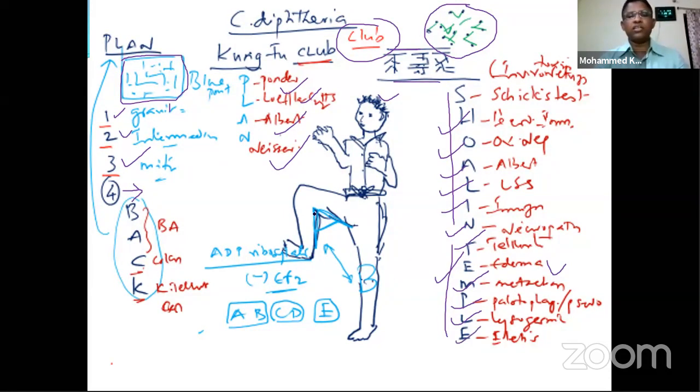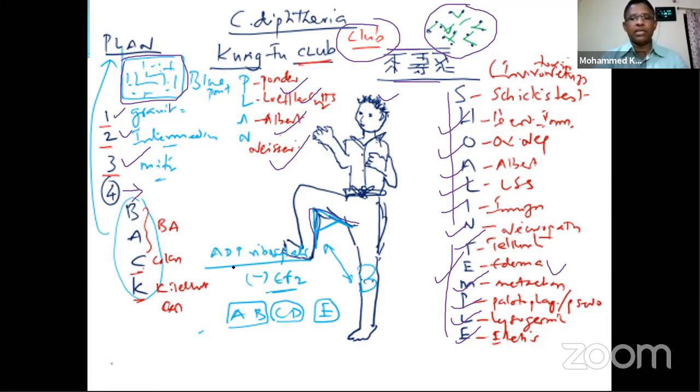Now, let's look at this hero standing for Kung Fu club. You have to stand in this posture where you have your left or right leg bent to the ground and one leg you have to lift so that you can kick the head of the opponent. If you just concentrate, this shape A is formed over here and B is used for bending this leg. So I wrote A, B, C, D, E of Corynebacterium diphtheriae.